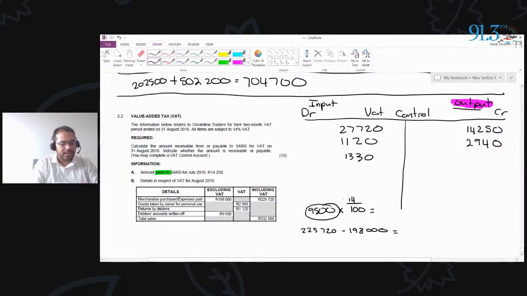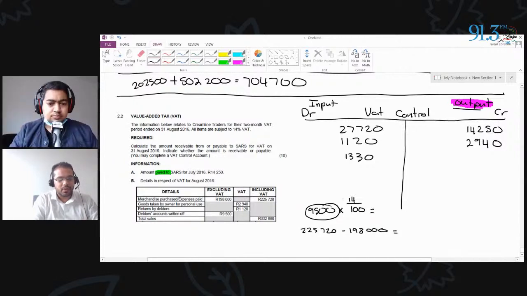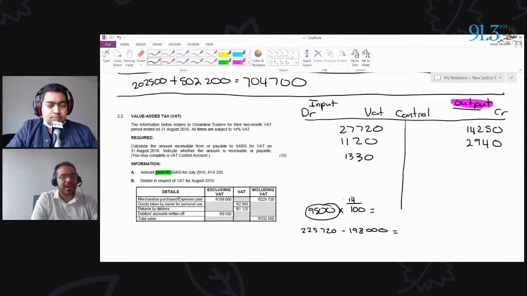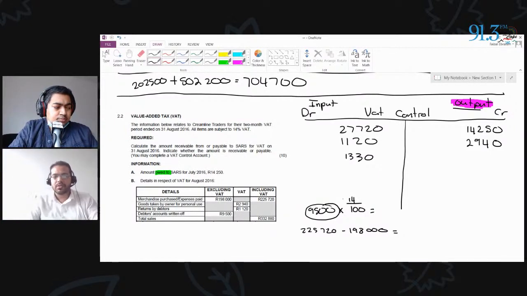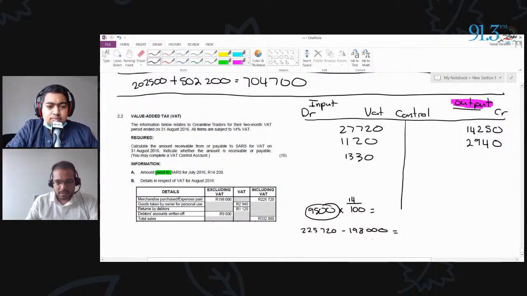That brings us to the next one, total sales. When I make a sale, I ask myself the question: first, are my goods flowing in or out? So when I make a sale, obviously debtors or customers are buying from me. Therefore, my goods are going out. So therefore, it will go on the output side.